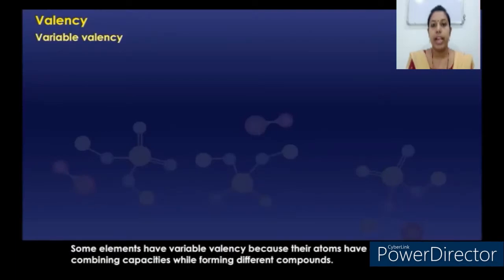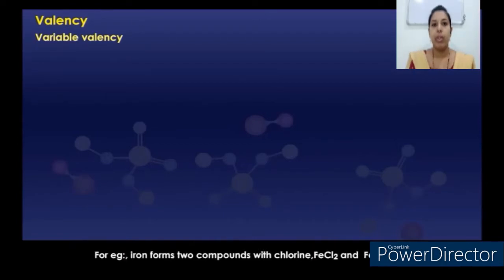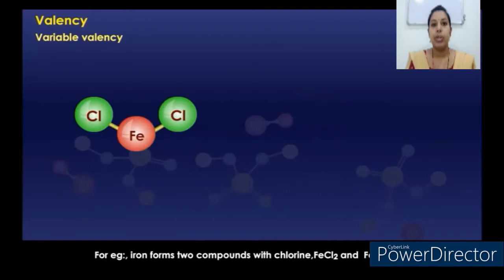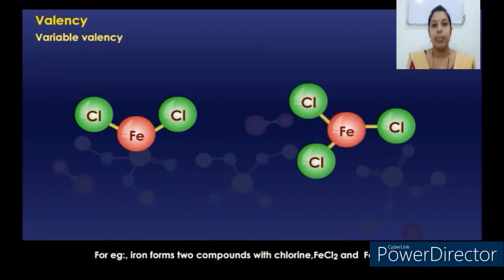Next, variable valency. Some elements have variable valency because their atoms have different combining capacities while forming different compounds. For example, iron forms two compounds with chlorine, FeCl2 and FeCl3. We already know the valency of chlorine is 1.